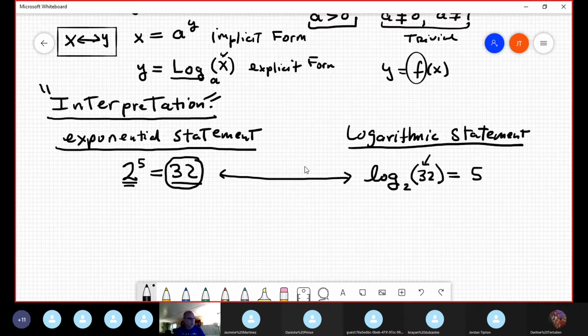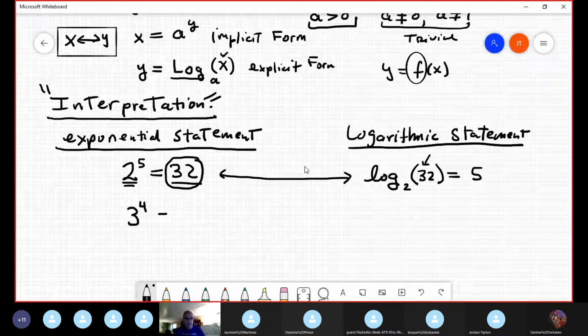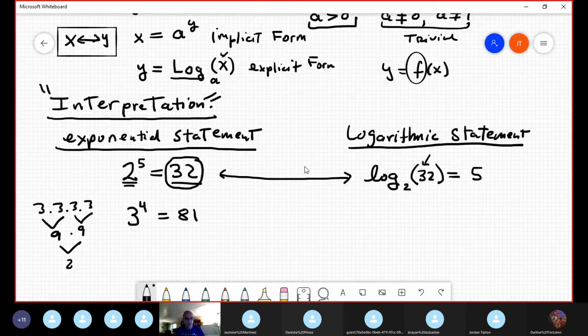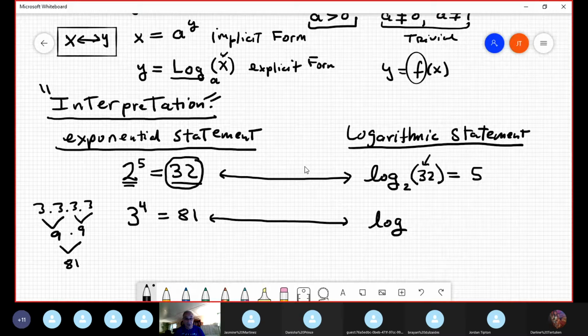Okay. Let me try another example. Is 3 to the 4th power equal to 81? It's clear because 3 times 3 times 3 times 3. Well, 3 times 3 I know is 9. 3 times 3 is 9 again, and 9 times 9 is 81. Perfect. How do you express this exponential statement like a logarithm? Log again. The base is 3, it's obvious. Of the 81 should be 4.